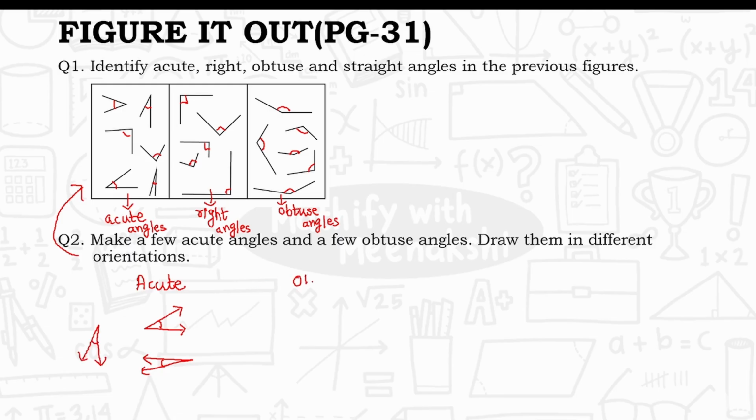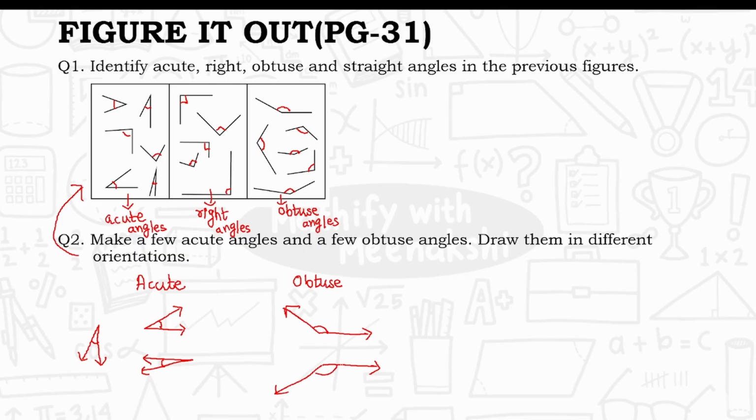Let's move to obtuse angles. For obtuse, you have to make more than 90 and less than 180. So, or this, so this is a type of obtuse angles.